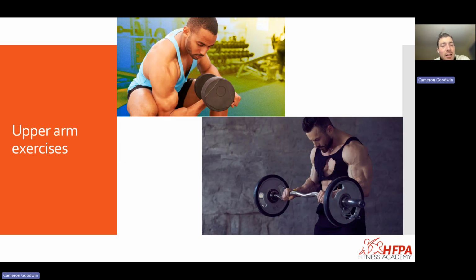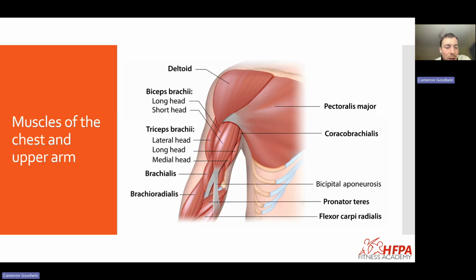Again, if we look at the arms, here's a concentration curl, a constant bicep curl. And then here, there's also training some of the forearm muscles. You have a reverse curl over there that will be targeting a lot of the forearm muscles. And again, you can see some of them here: the brachialis, brachioradialis, the pronator teres, and the flexor carpi radialis. So training the forearm is also very, very important.